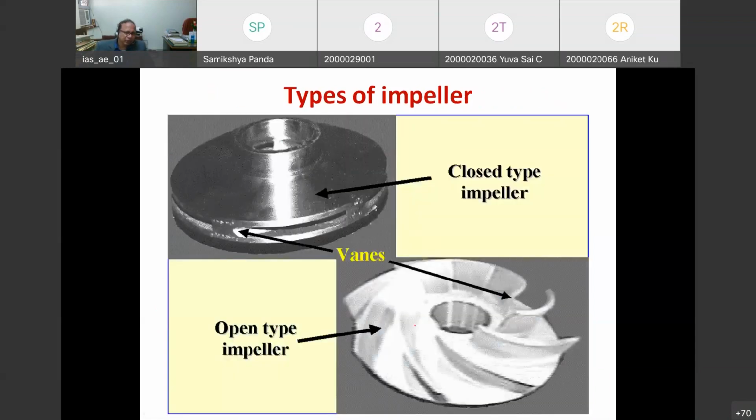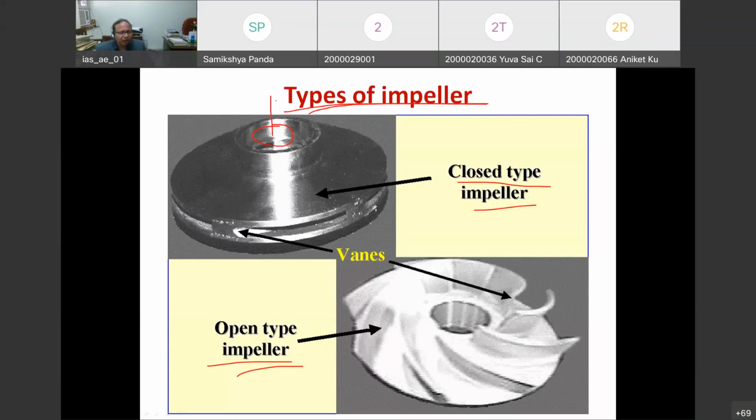As I told, a very important component of a centrifugal pump is the impeller, which rotates inside the casing. There are two types of impellers: one is the closed type impeller, and the other is the open type impeller. In this, you see, this is the eye of the impeller.